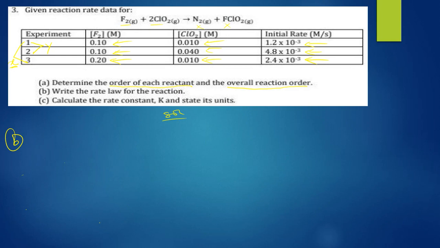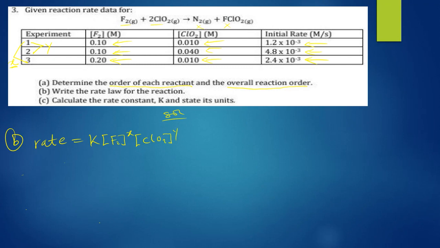So here B is saying write the rate law for the reaction. So how can you write the rate law for the reaction? Since you have determined the orders for each reactant, it's very simple now. If you can remember what I said, rate just depends on the concentration of reactants, k, like that. And here, the concentration of the reactants. You need to write the concentration of the reactants. So you're having fluorine like that, and you can write it like that. And then what's the other reactant? You can raise it to power y.